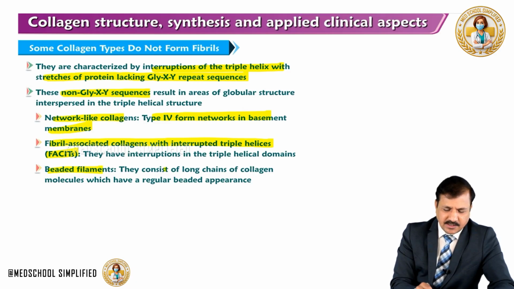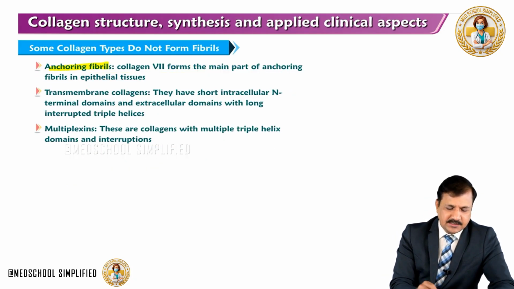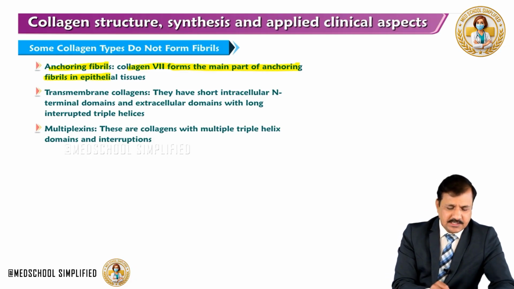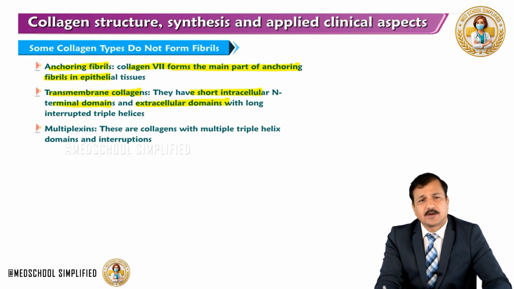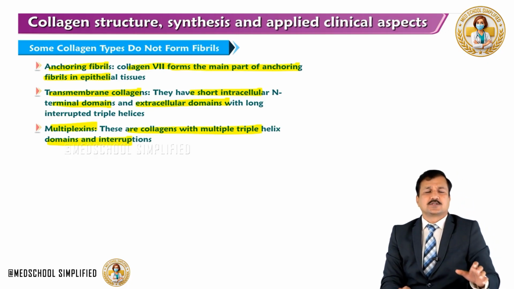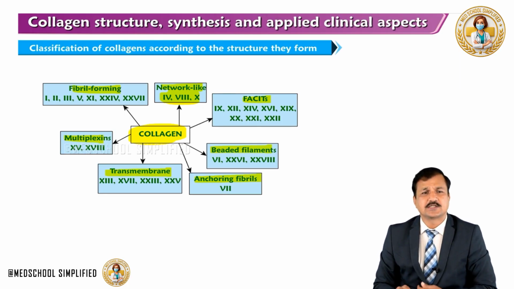Beaded filaments consist of long chains of collagen molecules which have a regular beaded appearance. And then we have anchoring fibrils, like collagen type 7, which forms the main part of anchoring fibrils in the epithelial tissues. Transmembrane collagens have a short intracellular N-terminal domain and extracellular domains with long interrupted triple helices. And multiplexins are the collagens with multiple triple helix domains and interruptions. So this is just an example of where these different types of collagens are found.